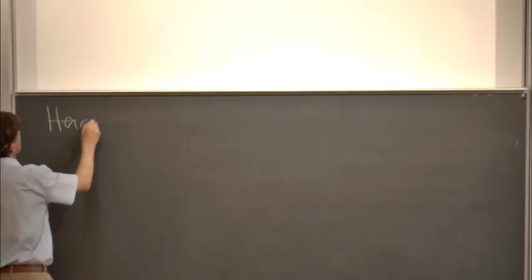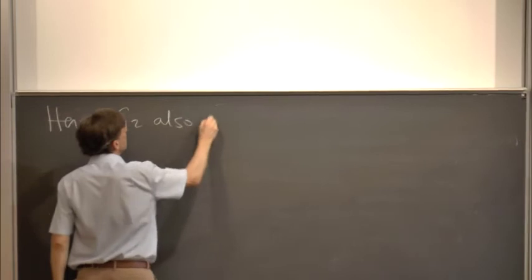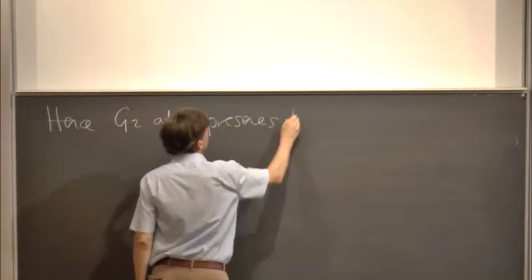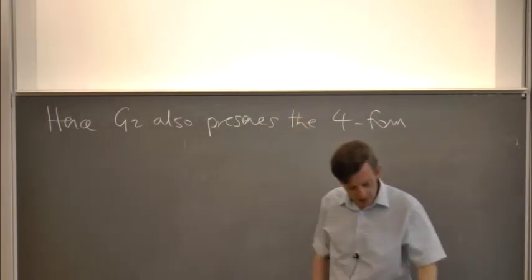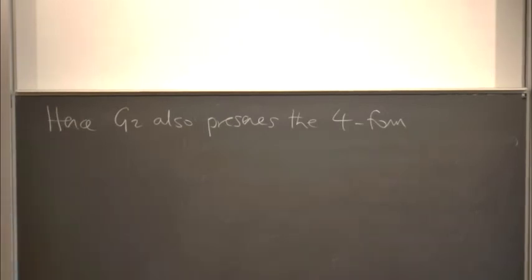Okay, so G2 preserves this three form, and it preserves the metric, and it preserves the orientation. So hence, G2 also preserves the four form. If you have a metric and orientation, you have a Hodge star acting on forms. And so we can apply the Hodge star to this three form, and because G2 preserves everything you use to make that Hodge star, it preserves phi 0 and G0 and the orientation.